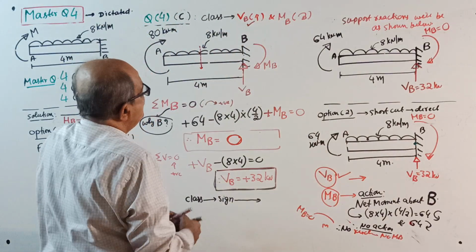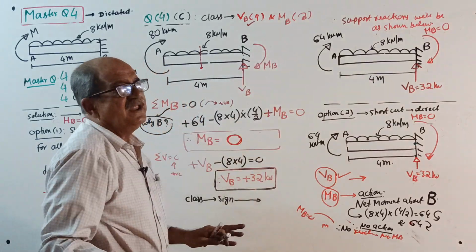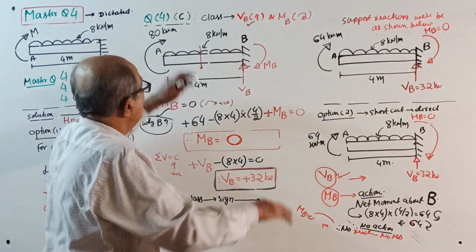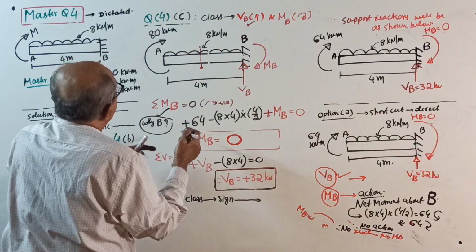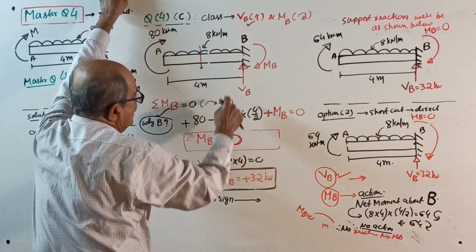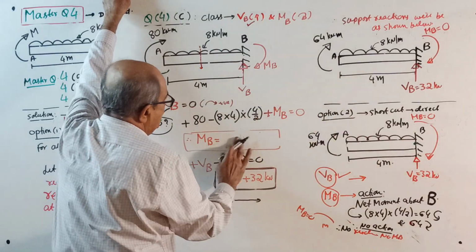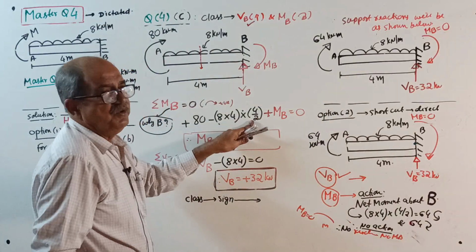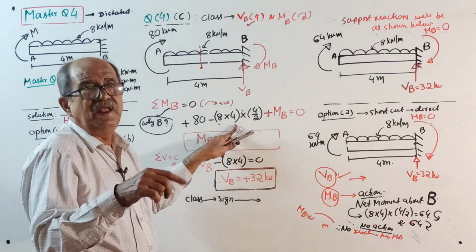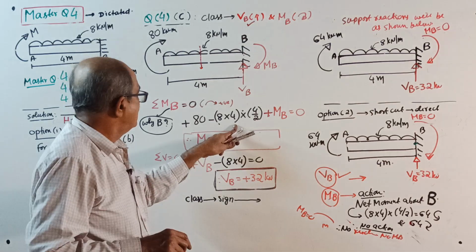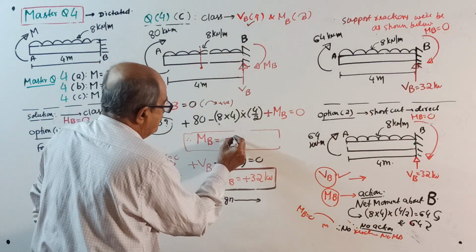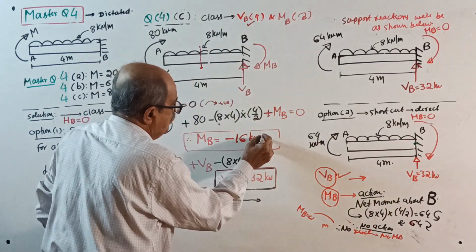Actually, now this MB will come in anti-clockwise. Or imagine you have no time to think of all those things. Okay, assume clockwise, traditionally. So it is plus 80 minus 8 into 4 into 4 by 2 plus MB equal to 0. 8 into 4 into 4 by 2 is minus 64. 80 minus 64 is plus 16. Plus 16 plus MB equal to 0. MB will come minus 16 kilonewton meter.